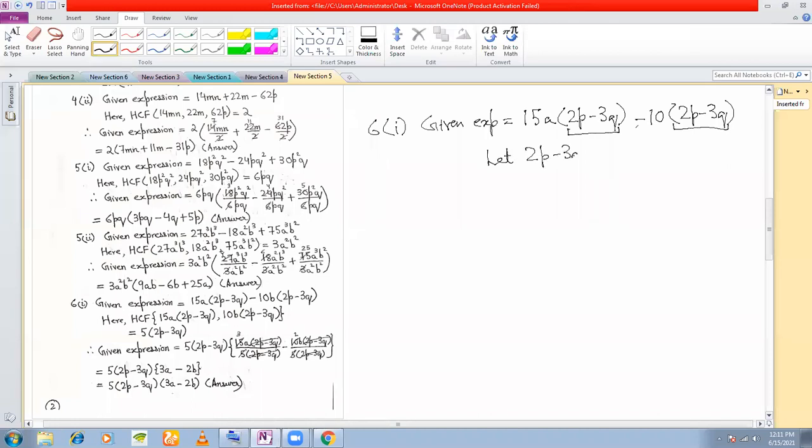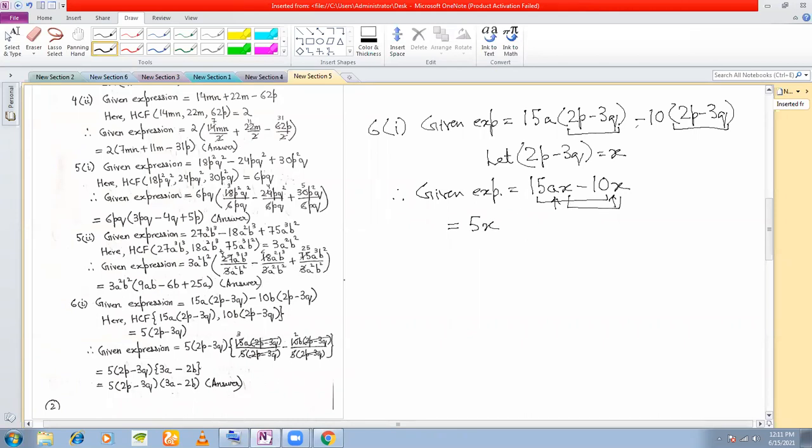2p minus 3q, you can take this to be say x. Therefore, what does the given expression become? Given expression becomes 15ax minus 10x. Okay. Now we have got two terms here. In these two terms, they have 15 and 10. What is the HCF of 15 and 10? 5. I have a here, but I don't have any a here. So no point. The HCF is 1, right? So no point writing 1. And I have x and x here.